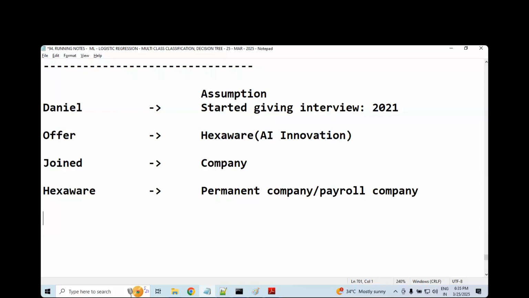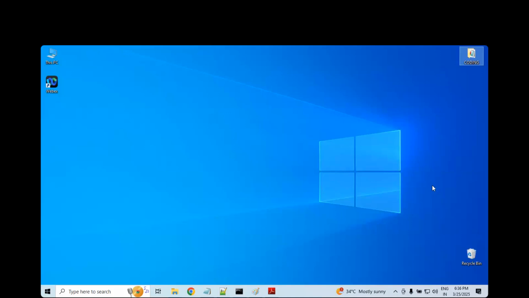Imagine you joined one company. That company will give the salary. The company where you joined permanently is also called a payroll company. Now I have a question for you. What is my permanent company? One more time, what is my payroll company? Example. Now let me introduce one more terminology.